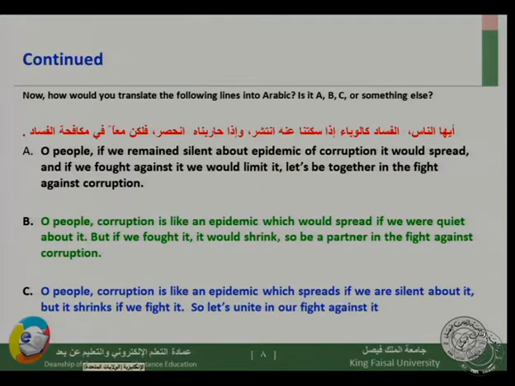No comment. B. Oh people, corruption is like an epidemic which would spread if we were quiet about it. But if we fought it, it would shrink. So be a partner in the fight against corruption.